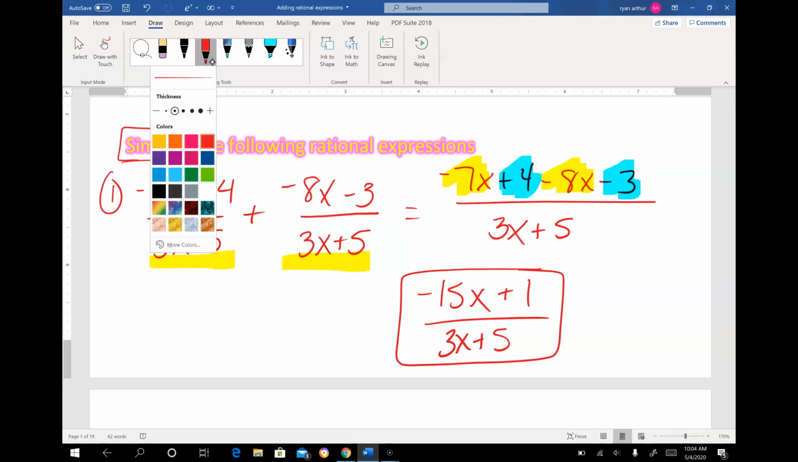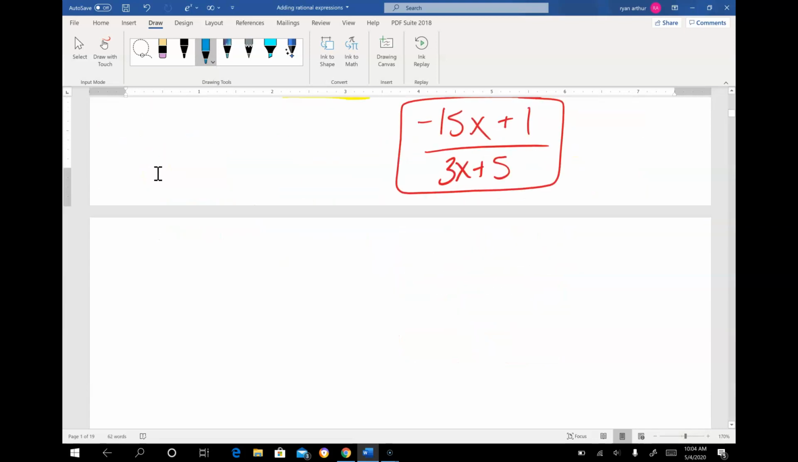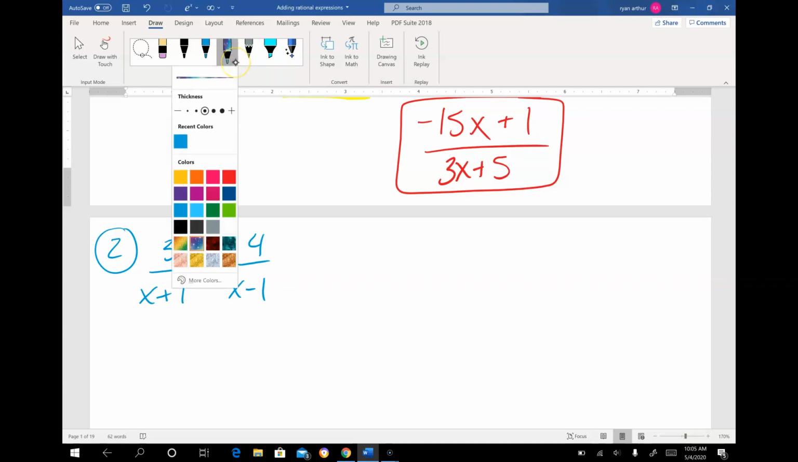Okay? All right, next. Number 2 is going to be 3 over x plus 1 plus 4 over x minus 1. All right, so again, nothing to factor, okay? They do not have common denominators, so we need to multiply them by what they're missing, okay? So they can't be factored, all right?